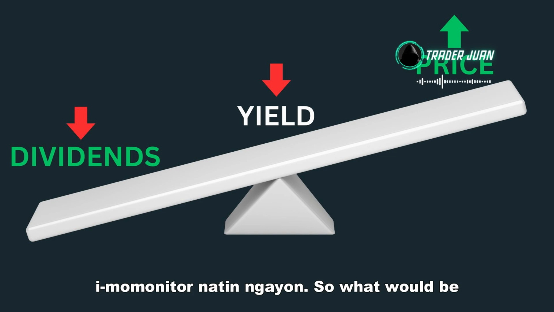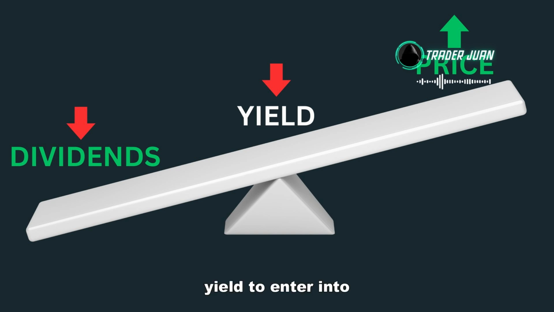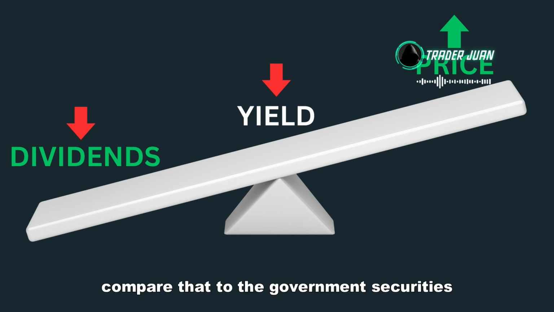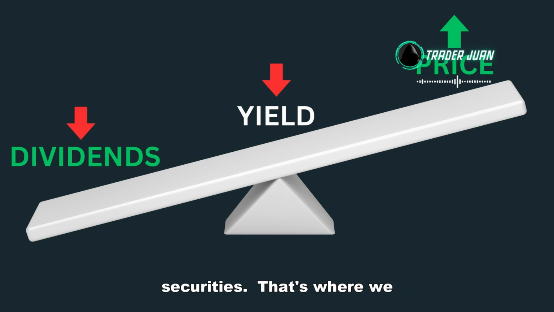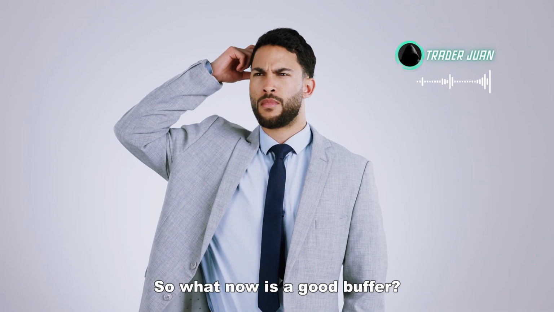So what would be the best yield to enter into? Compare that to the government securities yields. So dapat may cushion ka doon or may buffer ka compared to the government securities. That's where we buy the stock or buy the REIT. So what now is a good buffer?